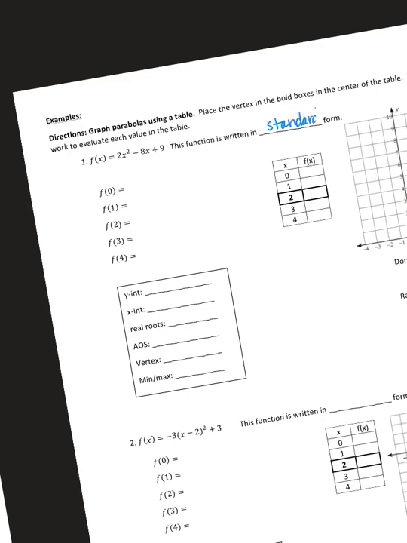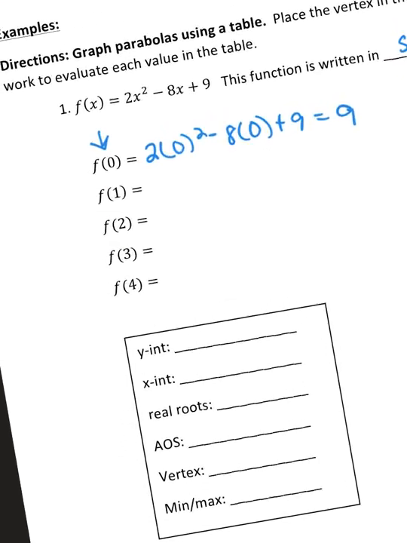And then in order to graph it, we're going to use these x values in the table and evaluate each one of them in the function form right here. Okay, so first we're going to evaluate f of 0. So we're going to substitute zeros in for x's. So 2 times 0 squared minus 8 times 0 plus 9. Well, 0 times 2 is 0. 8 times 0 is 0. And so all of this adds up to 9. We're going to put that in our table. And we're going to keep evaluating these.